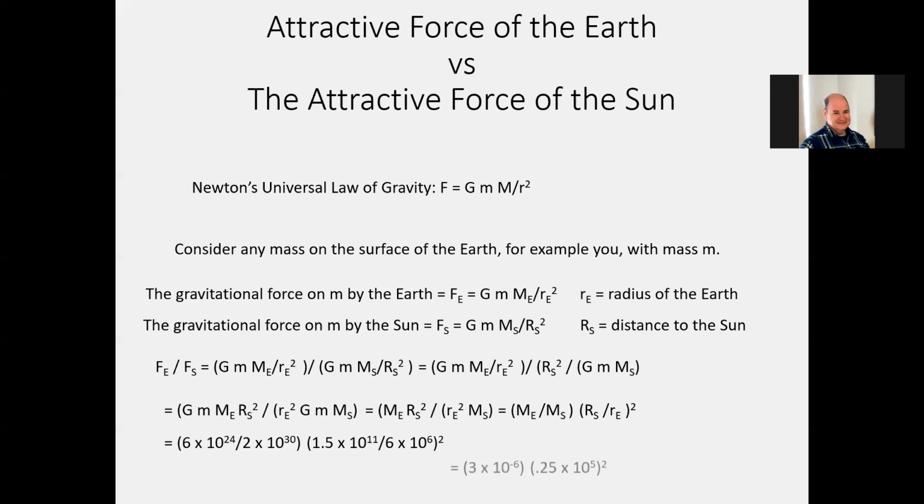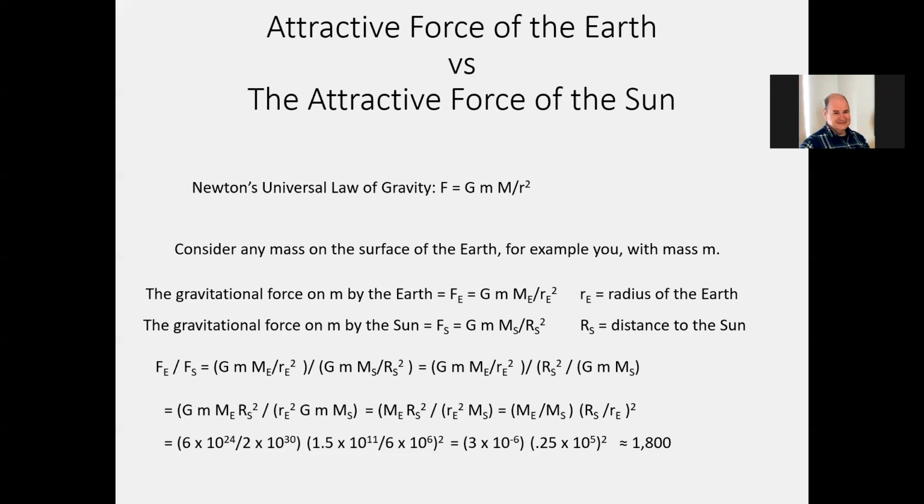And I just wanted to show the simplification that 6 over 2 is 3. And how you handle the multiplication of exponents is to add them. Not surprisingly, how you handle the division of exponents is to subtract them. And that's really the purpose of finishing off with the arithmetic. 24 minus 30 is minus 6, and 11 minus 6 is 5. Okay, you can get your calculators out at this point and simplify. These are just numbers, and you get about 1800.